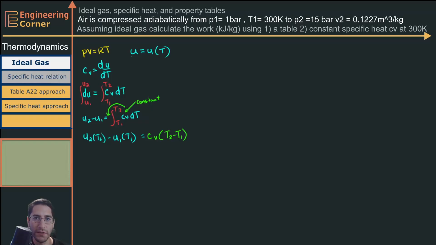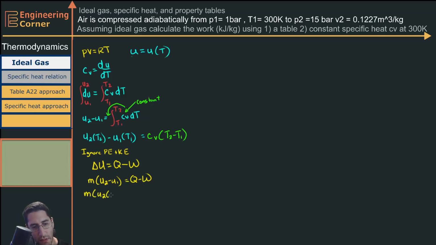Well, if we remember our first law for a closed system, and we ignore potential and kinetic effects, we have that the change in my internal energy is going to be equal to Q minus W. So now my change in internal energy is going to be mass times U2 minus U1, equal to Q minus W. And because, again, we're working with ideal gas, it's going to be mass times U of T2 minus U of T1 is equal to Q minus W. All right, so this is my energy equation for a closed system.